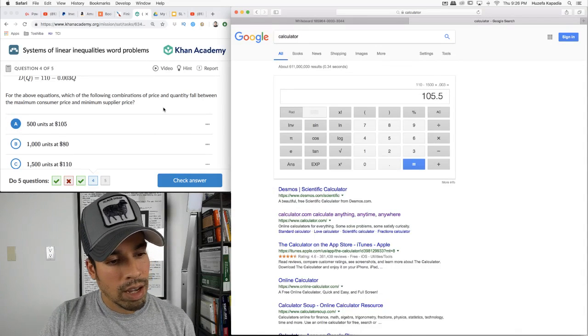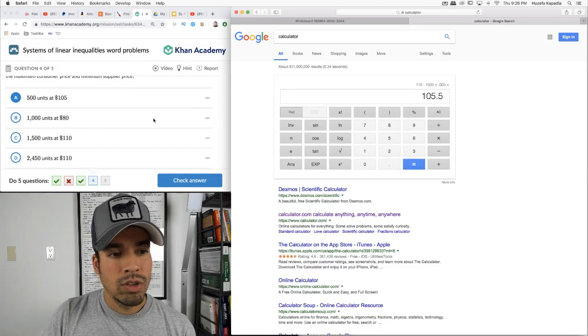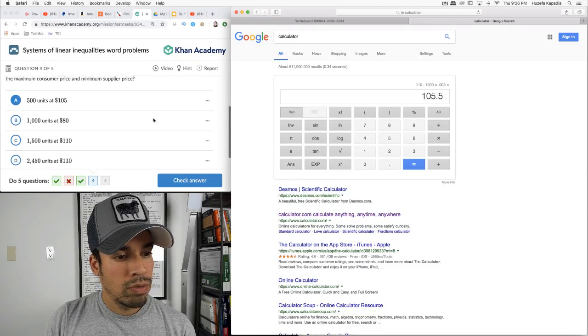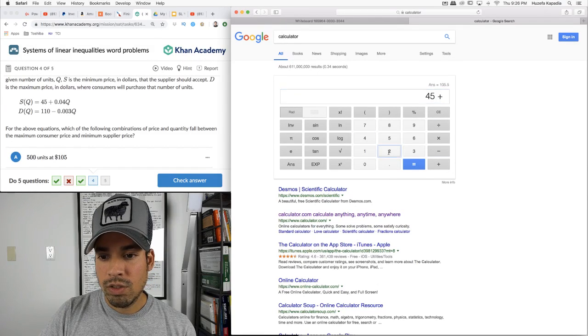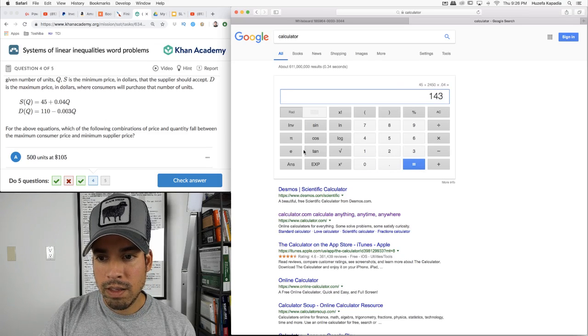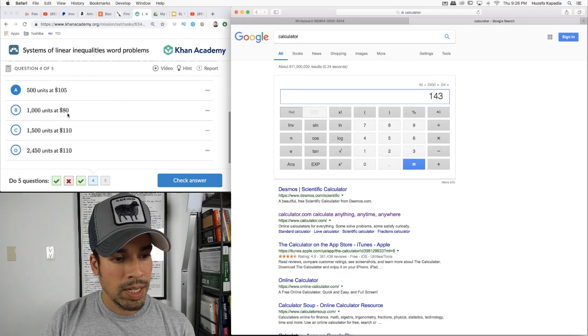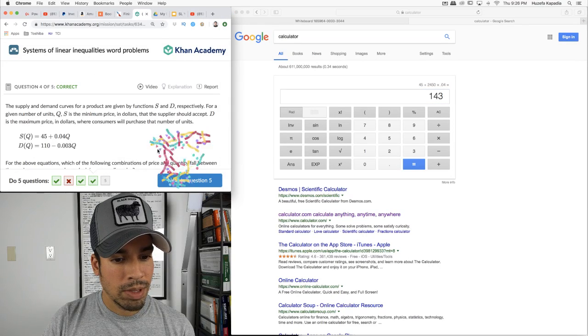And then really I don't have to do this because I'm pretty sure A is it, but I'm just double checking. And then this will be way too much of a problem, right? Like 2450. Okay. 45 plus 2450 times 0.04 is 143. So look, this is way below that price. So those are all problematic. So A has got to be it. Cool.